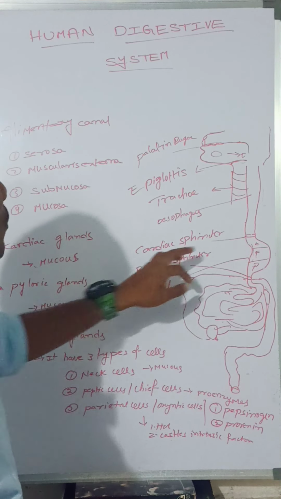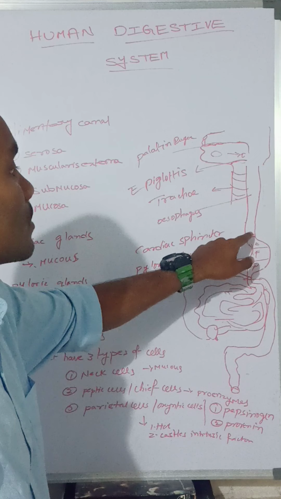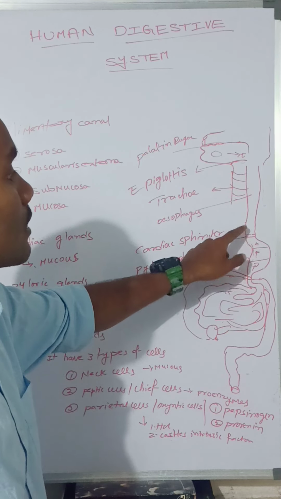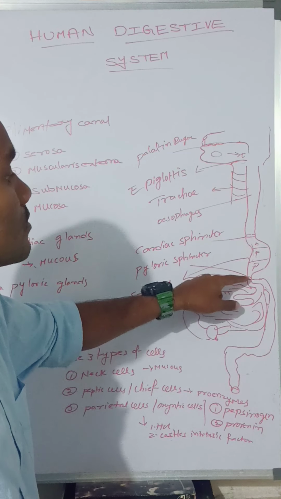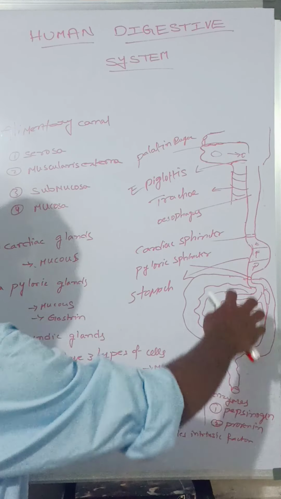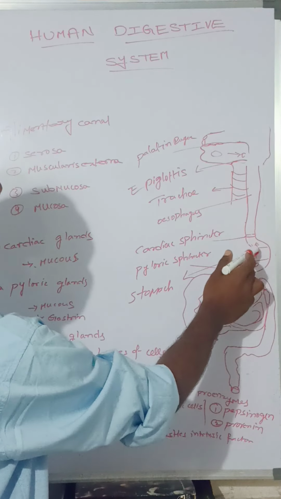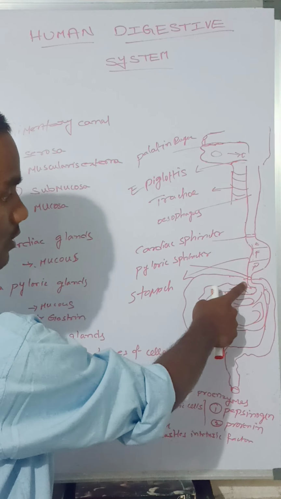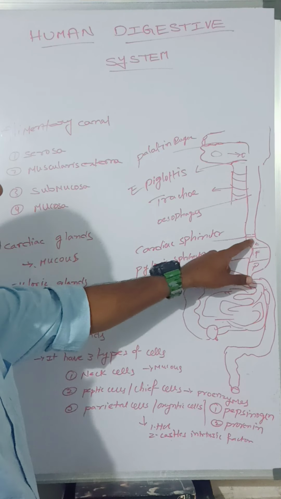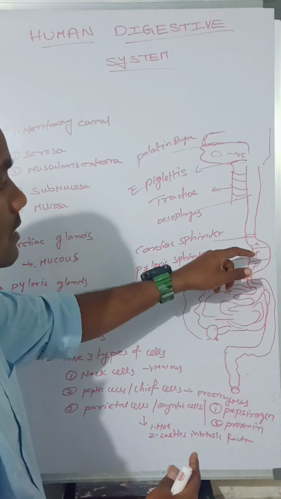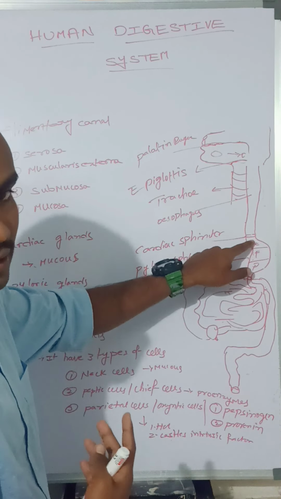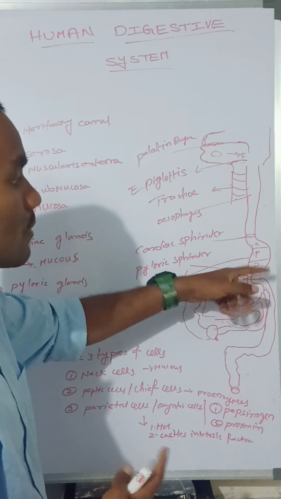Then the food slowly enters the stomach through the cardiac sphincter. This is the pyloric sphincter, the outlet from the stomach. The region close to the cardiac sphincter is the cardiac region, and the region close to the pyloric sphincter is the pyloric region. In that manner the cardiac, fundic, and pyloric regions are distinguished, and the glands are named after their regions: cardiac glands, fundic glands, pyloric glands.